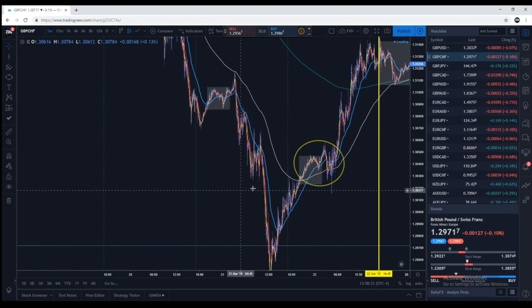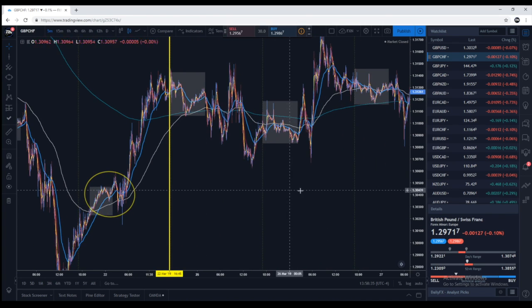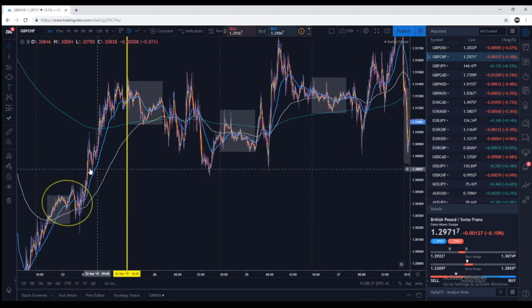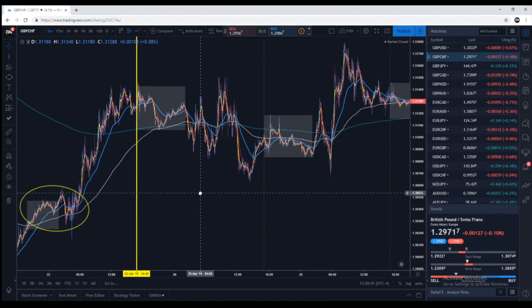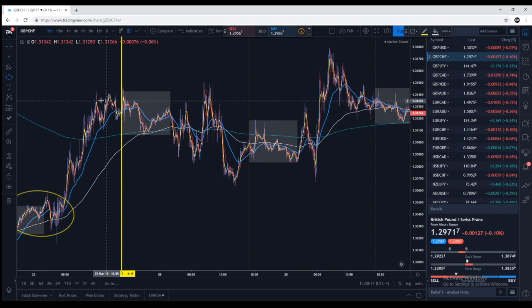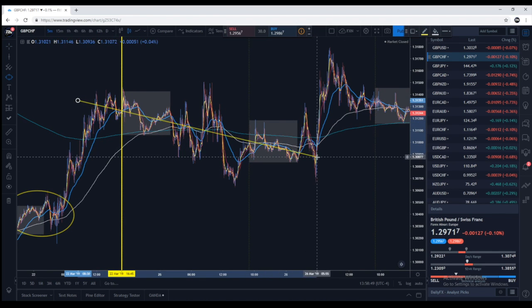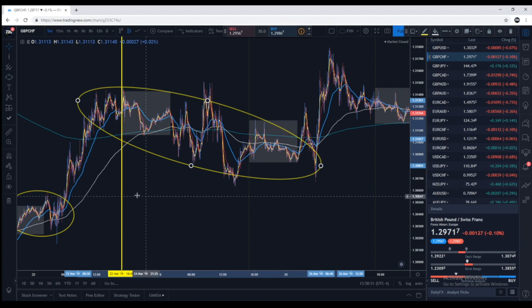So let's zoom out here. That was last week. Then they make the spike to the low and they come up, and here they come up to this area here.